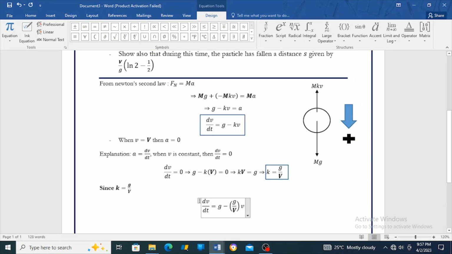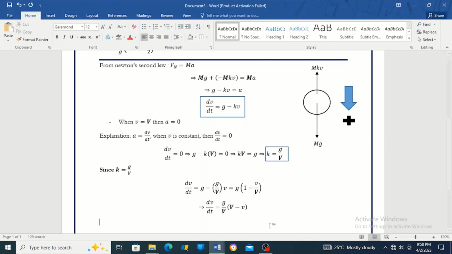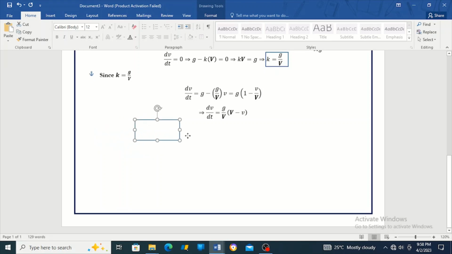Now from here we can factor out the g, and then we have 1 minus v over capital V. We can look for the LCM and then we arrive at the proof immediately. So our dv by dt will be equal to g divided by capital V, into capital V minus small v. Okay, so that's what we have. So we have also succeeded in this.